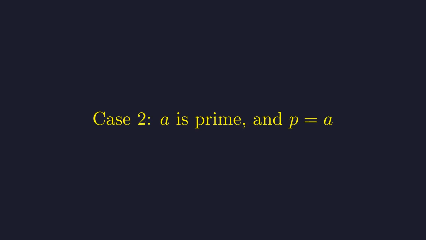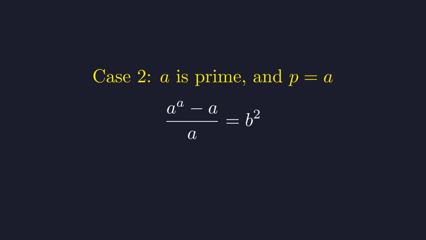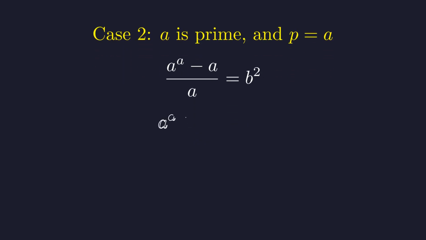But what if we let a and p be the same prime? This might seem like it avoids our contradiction, but as we'll see, it leads to an even stronger impossibility. When we set p equal to a in our original equation, the expression simplifies dramatically, and we're left with this much cleaner form to analyze. This simplification gives us a clearer structure to analyze. We're looking for when this expression involving a raised to its own power becomes a perfect square. The algebraic structure will be crucial.